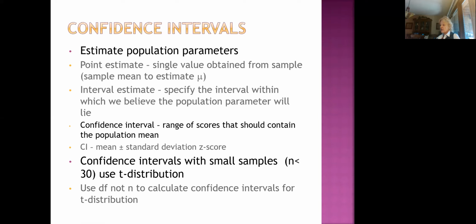So confidence intervals with small sample sizes use a t-distribution, and those are samples less than 30. And if you're using a small sample size, you use the degrees of freedom, which is the sample minus 1, if you have 2 groups. You use that to calculate your confidence intervals for the t-distribution.